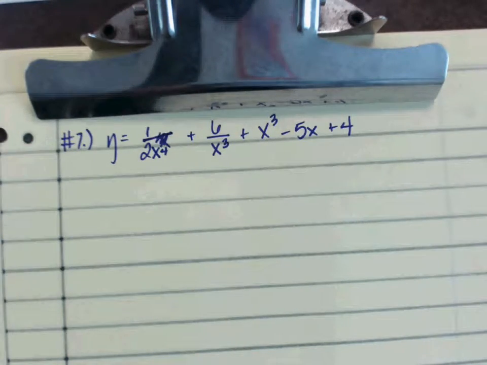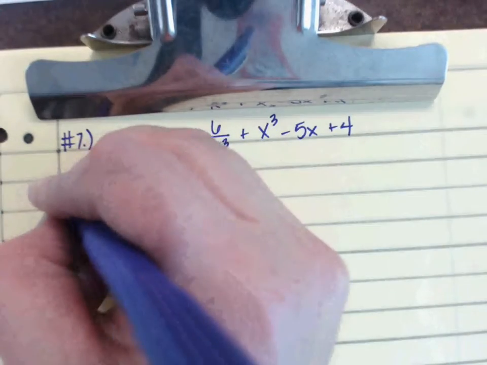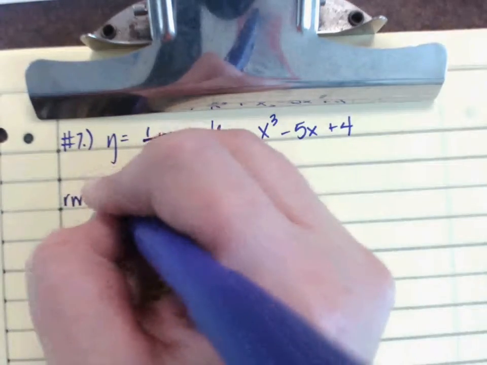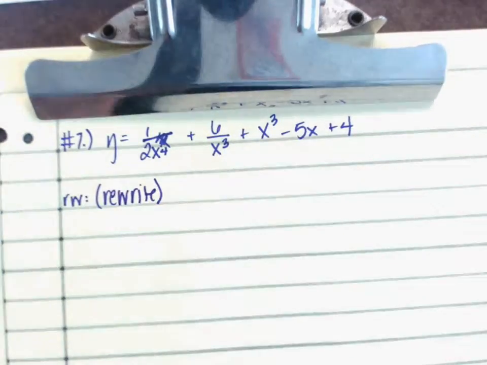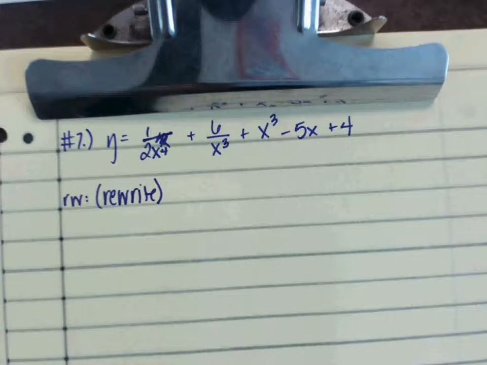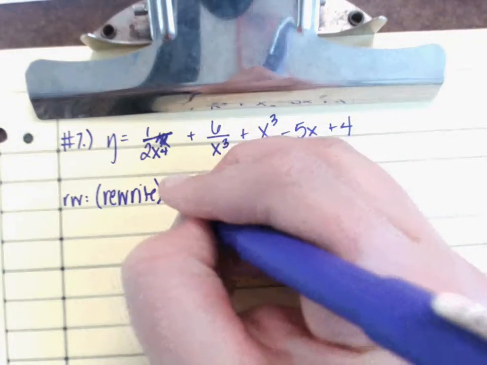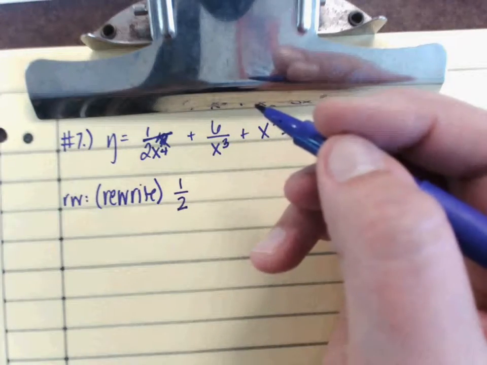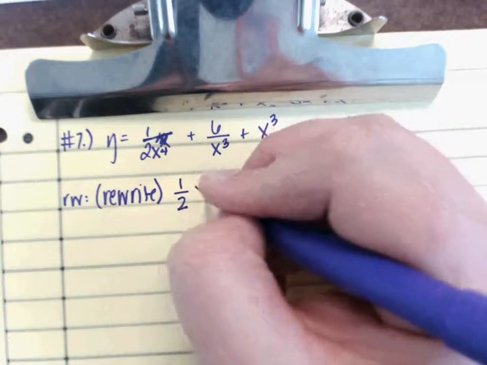Okay, so the first thing I want you to do is an RW, a rewrite. I want you to rewrite each of those terms to be a power only. So for example, I cannot leave x to the 4th and x cubed in the denominators. Would I rewrite the first term as 2x to the minus 4? No. What would I do? 1/2 x to the minus 4. What's up?